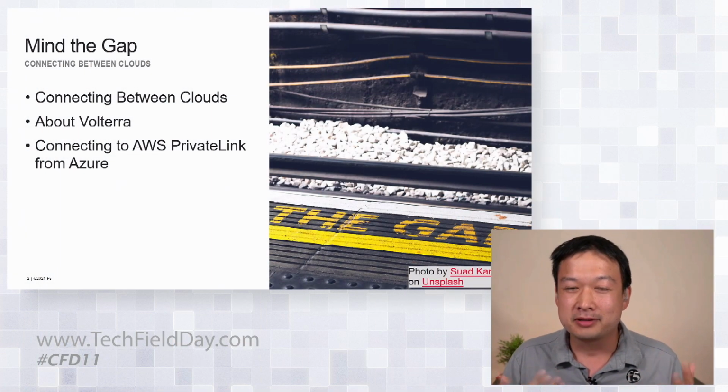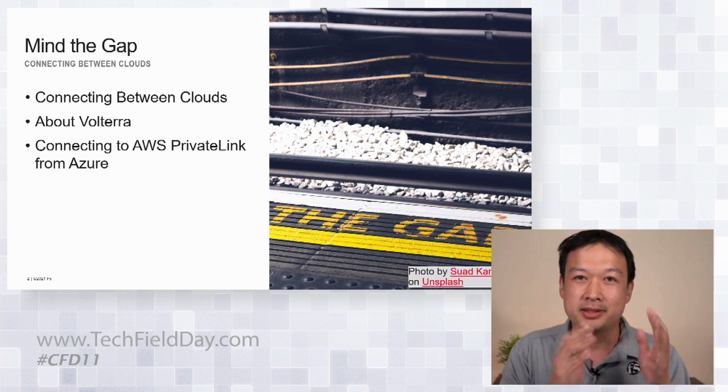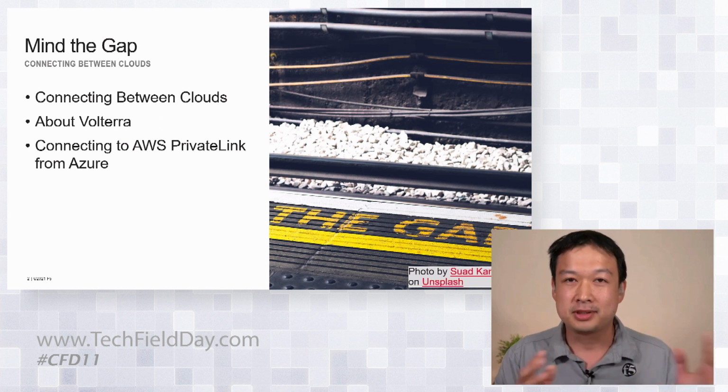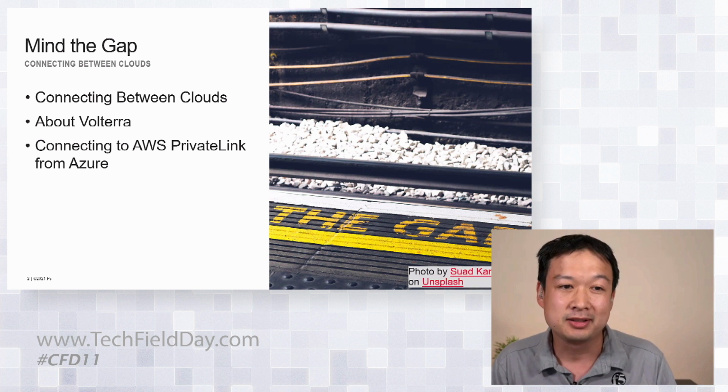And what I mean by the gap in the cloud is that today we're talking about NGINX, and what I want to talk about is a sister technology to NGINX, which is Volterra. So if you think about, you are an NGINX web server and you're trying to connect to another cloud, how do you do that? So that's the problem statement that I'm going to introduce.